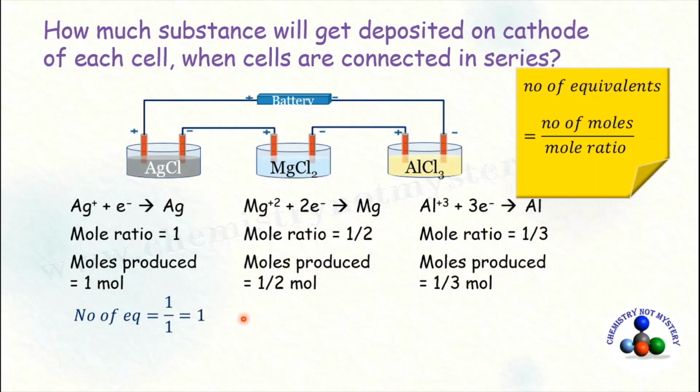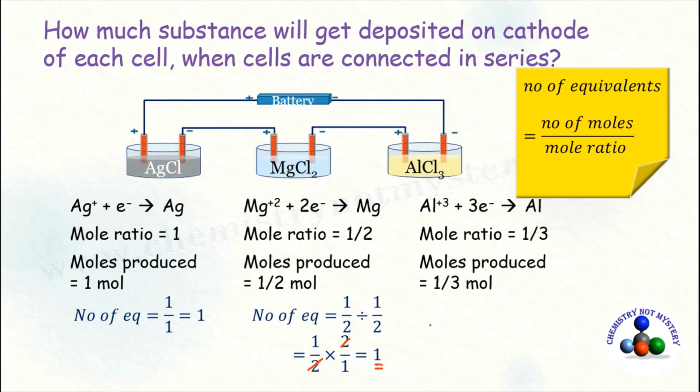Now calculate the number of equivalents of magnesium produced in the second cell. Here half mole of magnesium is produced and the mole ratio is half. So when you calculate the number of equivalents, you will get half divided by half. When you solve it, you will get 1 by 2 multiplied by 2 by 1. So here 2 and 2 will get cancelled out and you will get the answer: 1 equivalent of magnesium.